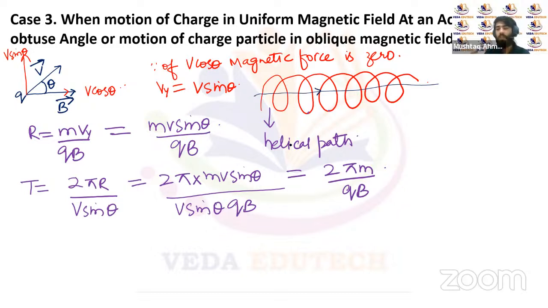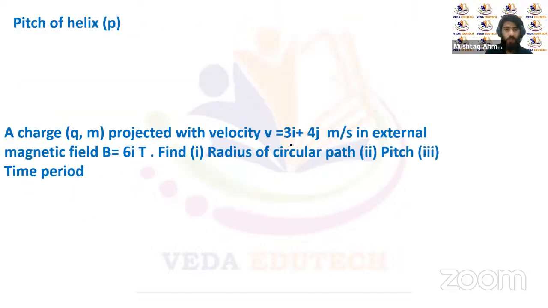So in one complete time period, what will be the horizontal displacement? In one complete time period, how much will be the horizontal displacement for this particle? That's what we call as pitch of helix, right? So pitch of helix is the distance or the horizontal displacement of this charged particle in one complete time period. That's what we call as pitch of helix, right? So pitch P will be nothing.